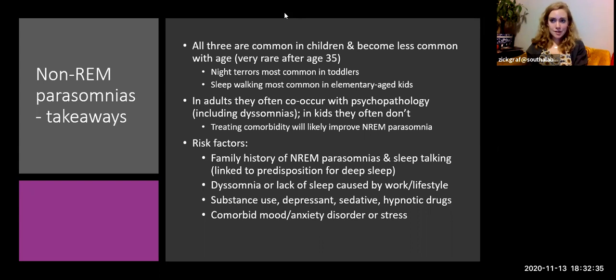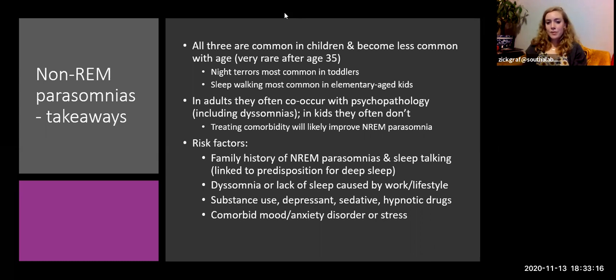The biggest risk factor for both kids and adults for having non-REM parasomnias is having a family history, especially sleepwalking and sleep talking, which is linked to a predisposition to deep sleep. So that could be the mechanism that runs in families that predisposes kids to having these behavior problems. Another risk factor for adults especially is dysomnia or chronic lack of sleep caused by work or lifestyle. For kids, when they have an isolated non-REM sleep incident, it's often caused by disrupted sleep because of an illness or a schedule change. In adults, substance use like Z drugs or other substances can cause these sleep episodes.